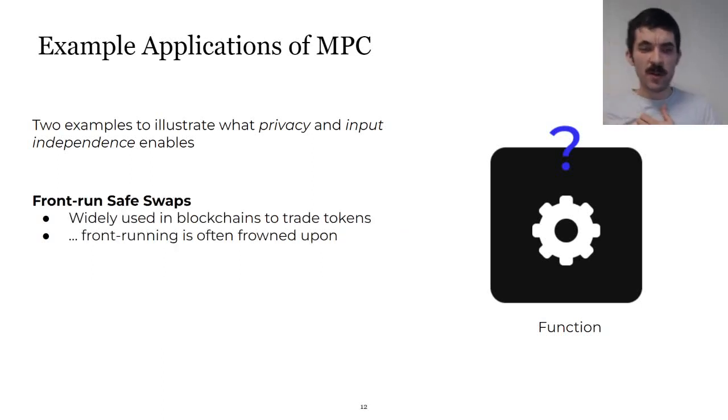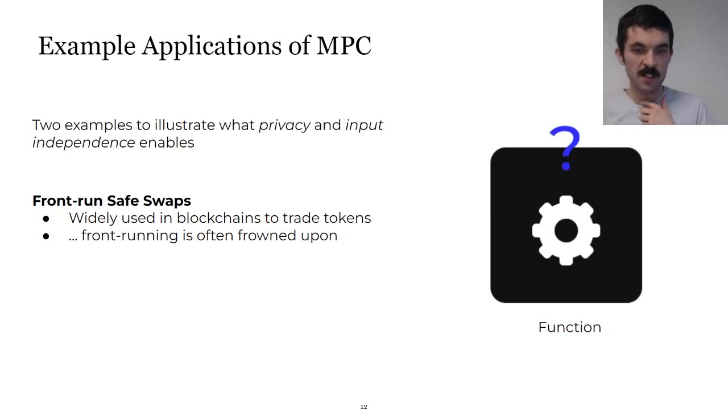The second example I want to go through is front-run safe swaps. So it's a swap in the normal sense, like Uniswap or something like this, where I can put in an order saying I have this many tokens, I want to swap them for that many tokens, and if that's possible to do, then this swap is executed and I pay whatever tokens I specified and receive in return the other amount of tokens.